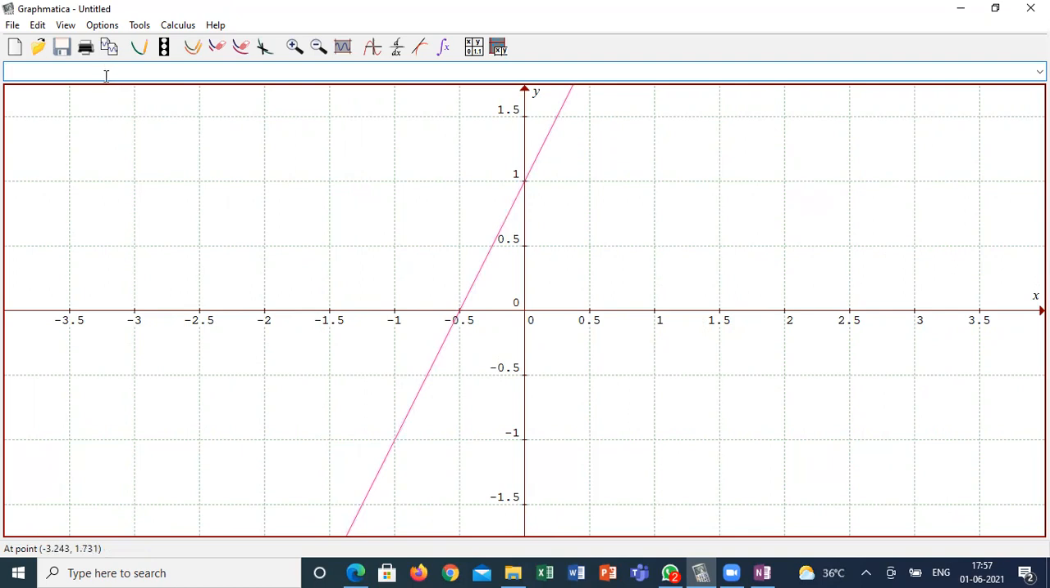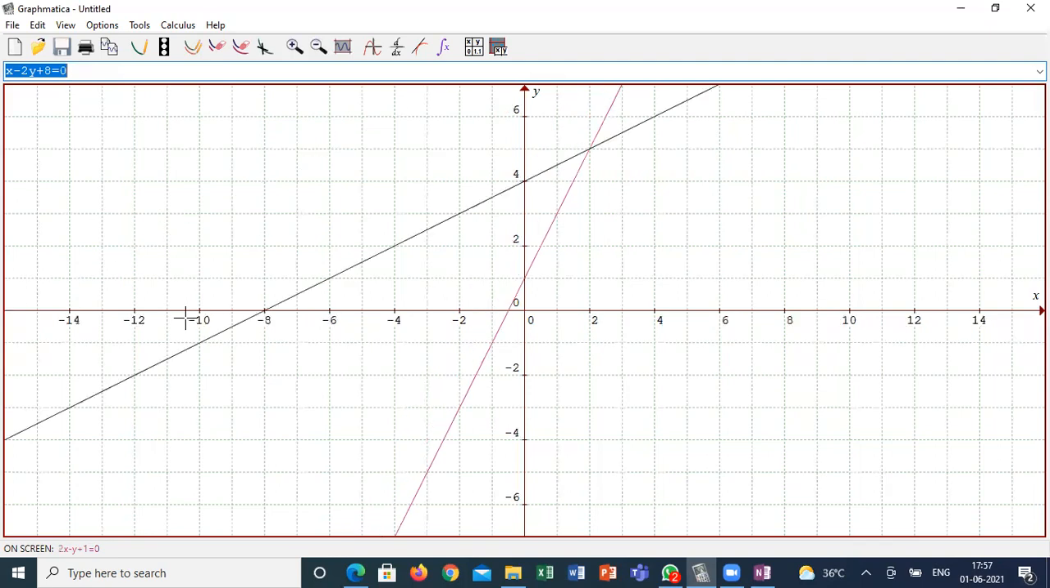And I'm entering the second equation. What is the second equation, guys? X minus 2y plus 8 is equal to 0. See here, in black color you got another line. Everyone can see my screen? Yes, sir. Two lines. The pink color line shows the first equation. The black color line shows the second equation.